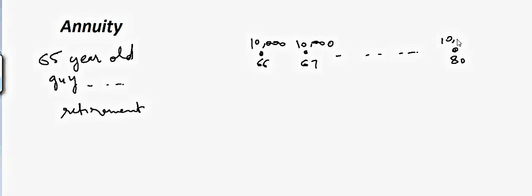So suppose now he's 65. So when he's 66, he wants a payment of $10,000. When he's 67, he again wants a payment of $10,000, and he wants to keep doing it until he's 80, and at that time also he wants $10,000.